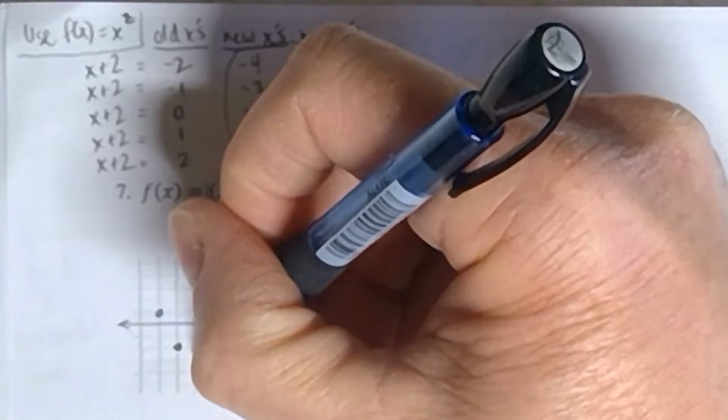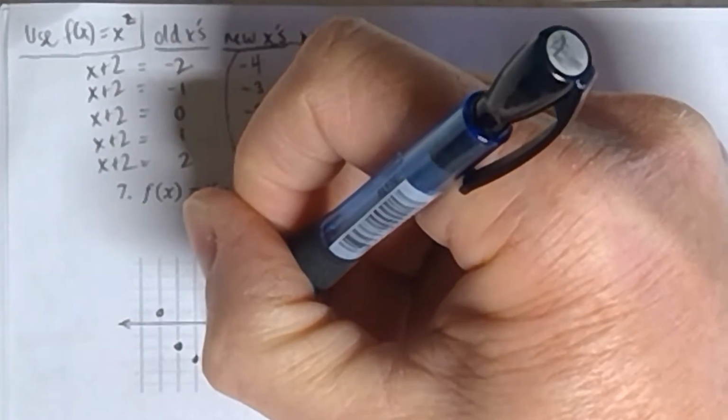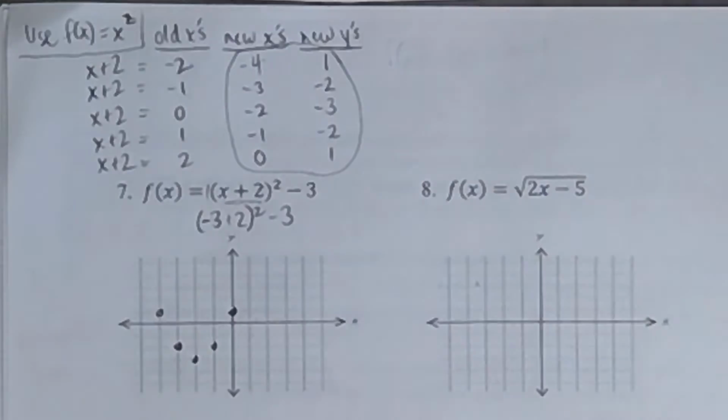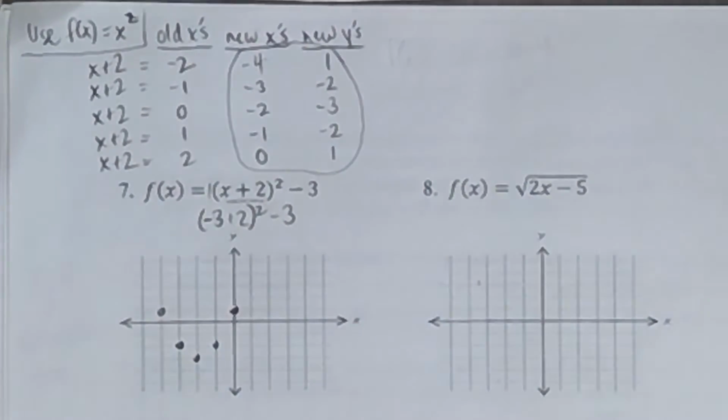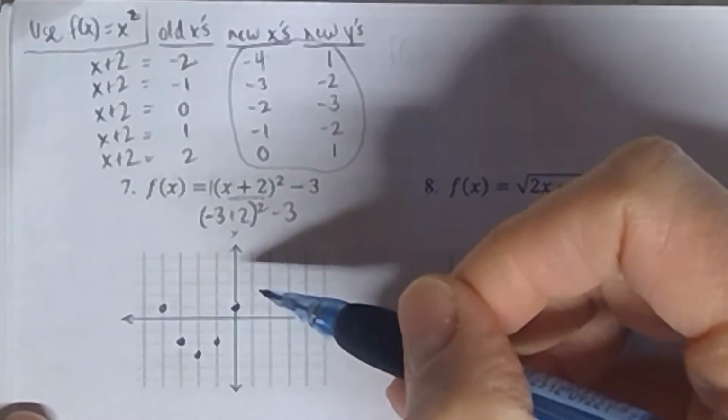-2, -3 is right there. You can see the parabola is starting to develop here. And then here's the last two right here. Okay. So once again, you can see that we got this right side up bowl shape starting to develop.